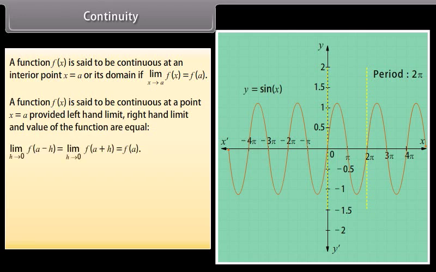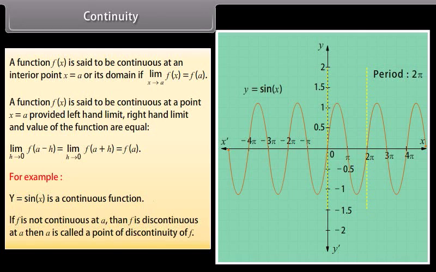Limit h approaches 0 of f(a minus h) is equal to limit h approaches 0 of f(a plus h) is equal to f(a). For example, y = sin x is a continuous function. If f is not continuous at a, then f is discontinuous at a, then a is called a point of discontinuity of f.